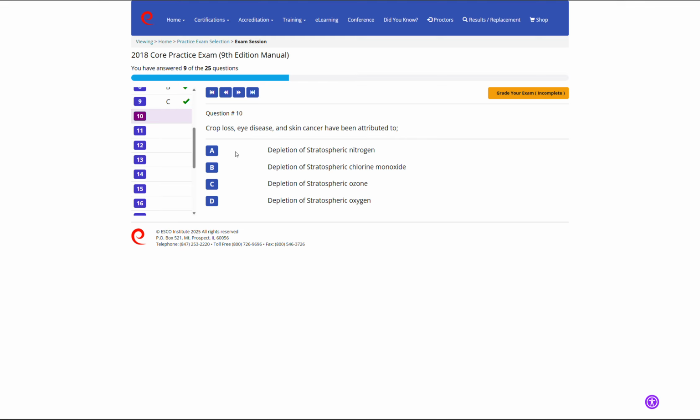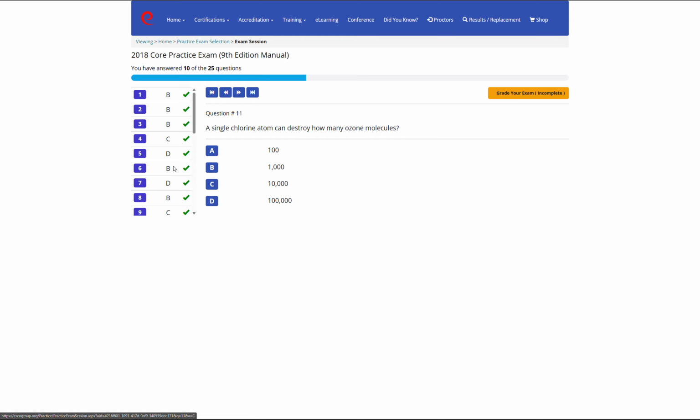Question 10. Crop loss, eye disease, and skin cancer have been attributed to depletion of stratospheric nitrogen, depletion of stratospheric chlorine monoxide, depletion of stratospheric ozone, depletion of stratospheric oxygen. Which one? Depletion of stratospheric ozone. That's the big one. Ozone blocks UV rays, so its loss leads to crop damage, eye issues, and skin cancer. Want to go over why ozone depletion happens or hit another question?